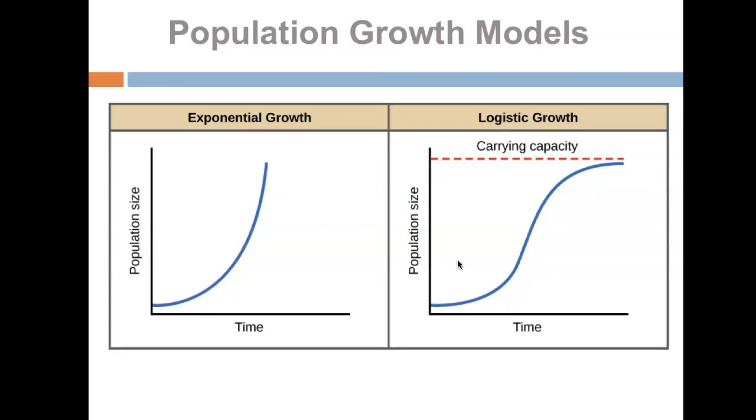Okay, and so we can assign two different types of growth to populations. The first one is exponential growth, and the second one is logistic growth. And so for exponential growth, you can see that it's a J-shaped curve, and for logistic growth, it is shaped like an S. And so we'll talk about each one of these and what they each mean.